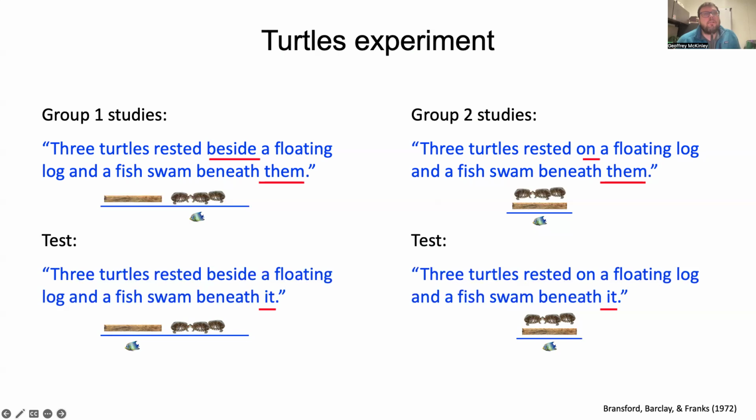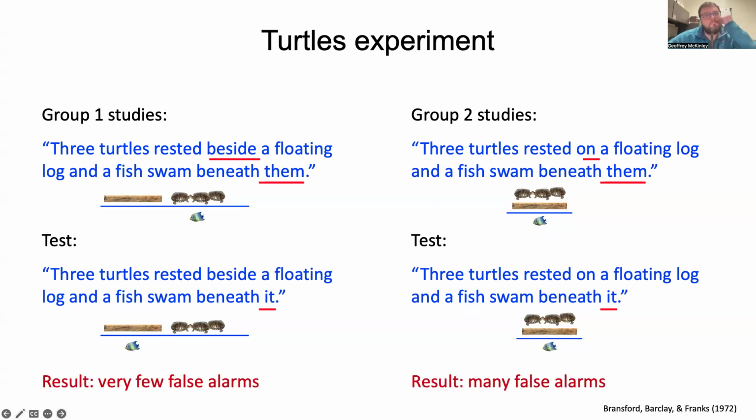And then in group two, now they read, "Three turtles rested on a floating log, and a fish swam beneath it." So rather than saying that the fish swam beneath the turtles, it's saying that the fish swam beneath the log, right? Now, importantly, though, the picture that you could come up with is semantically the same. There's nothing different about group two's test sentence in terms of its semantic interpretation, whereas for group one, it does change.